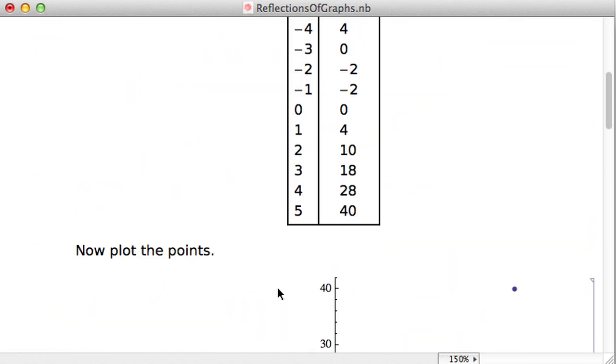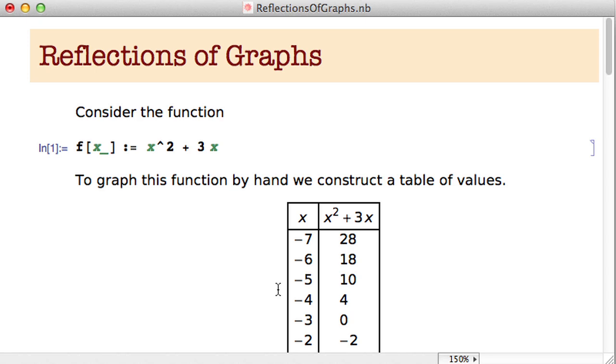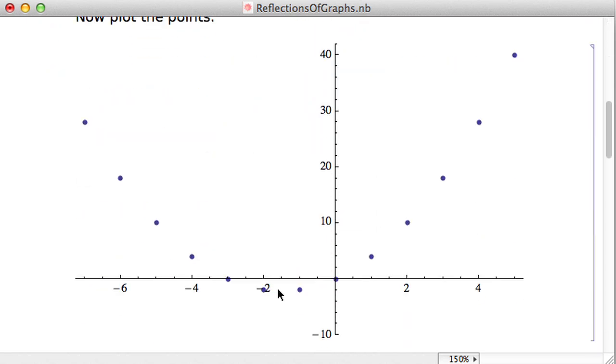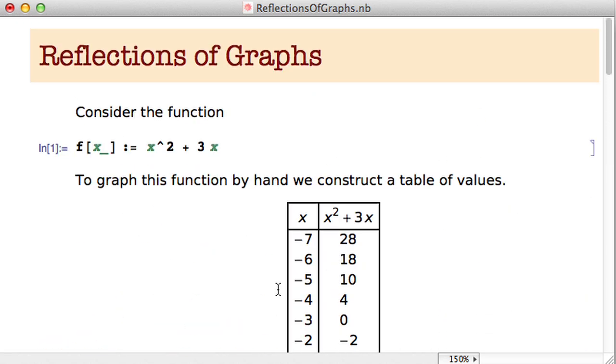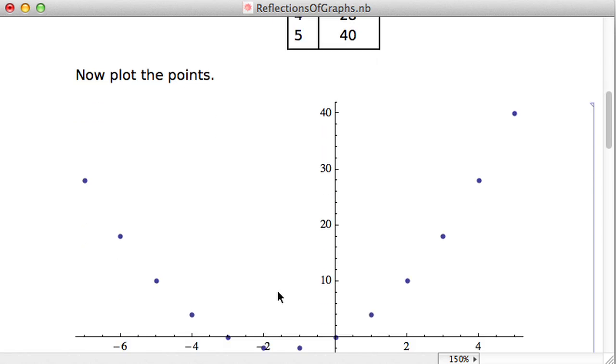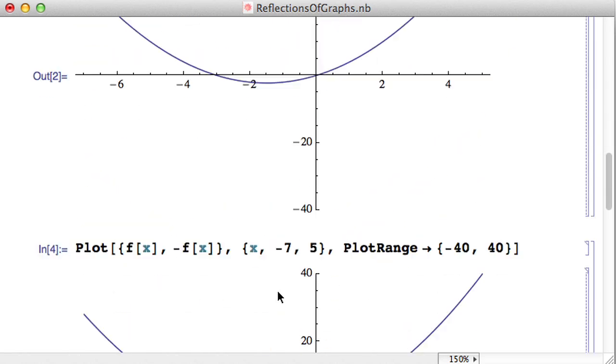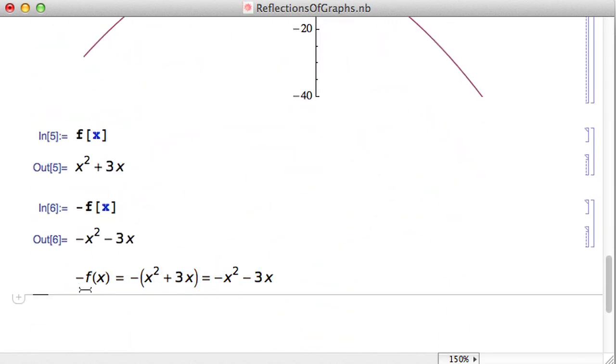Okay, so we have visual evidence that to reflect a function about the x-axis, you just multiply by minus f of x. There is a way to prove this, but in this class we don't formally prove things, so we just accept this as being true. There was nothing special about x squared plus 3x. This is true for every function. Whenever you have a function, if you want to reflect it about the x-axis, just put a minus sign in front of it. And so the reflected function is minus f of x, or if you want to multiply it out by hand, in this particular problem, minus x squared minus 3x.